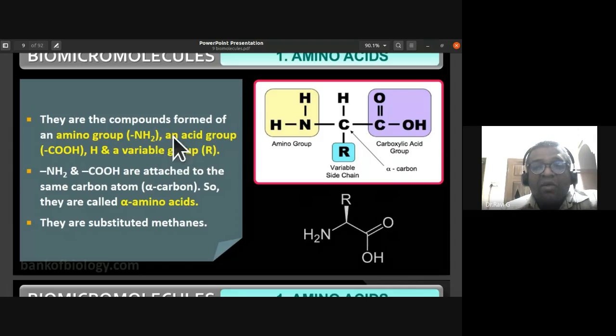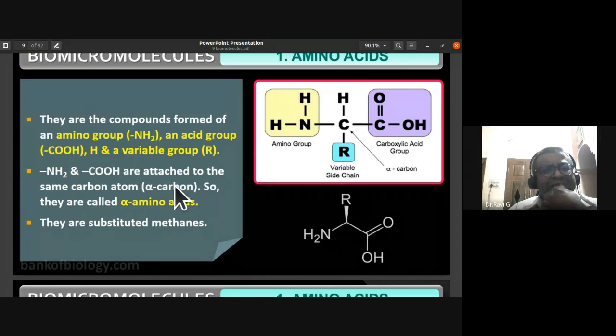Amino acids are compounds formed of an amino group, that is NH2, a carboxylic acid group, that is COOH, a hydrogen, and a variable group R. This variable group can be CH3, or it can be C2H5. So it can go on varying. The R part of it is the variable group.